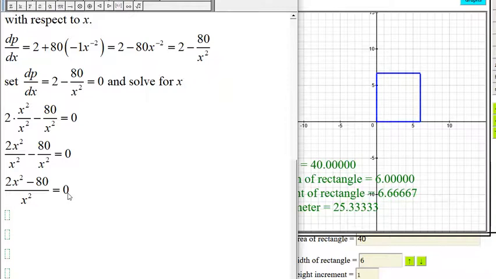And the only way that this quotient could be 0 is if the numerator is equal to 0, because the bottom cannot be 0; if the bottom is 0, then we get undefined. So one more time, this quotient can only be equal to 0 if the top is equal to 0. And so now we get 2x squared is equal to 80. Add 80 to both sides, and then divide both sides by 2, and we get x squared is equal to 40.